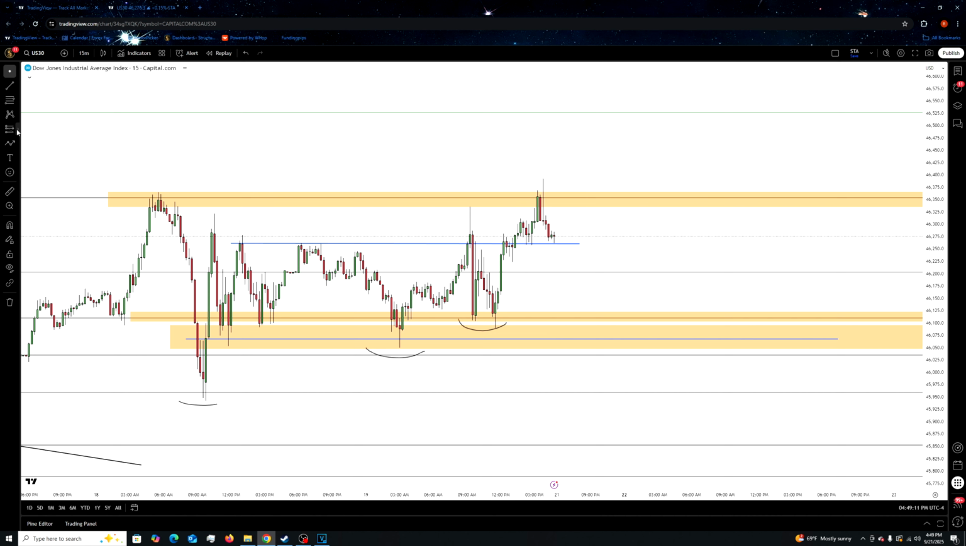So a nice setup would be something like this. In an ideal situation, a nice setup would be something like this. So that would be one particular setup.